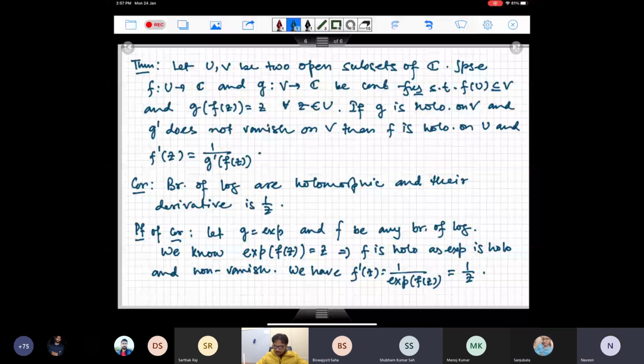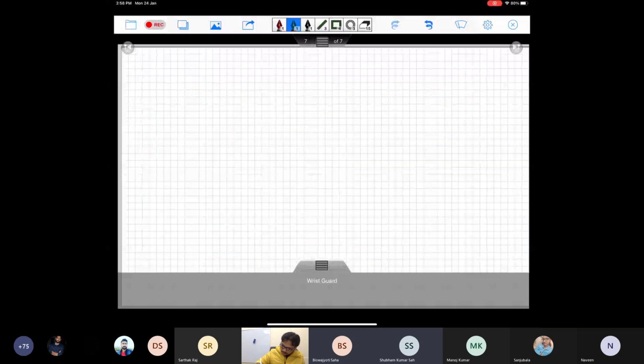What we see is that the branch of logarithm, we started with a continuous function, but it turns out that any branch of logarithm you choose is going to be holomorphic in whatever domain it is defined, and the derivative is going to be 1 upon z. This fact comes up easily from this particular theorem, and so we are going to prove this theorem now.